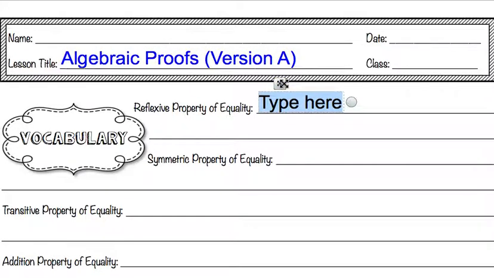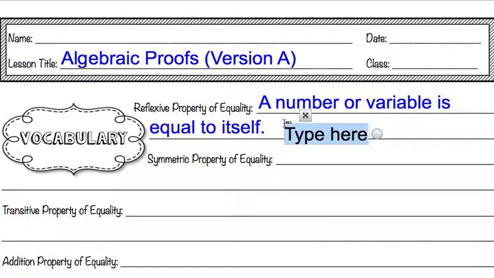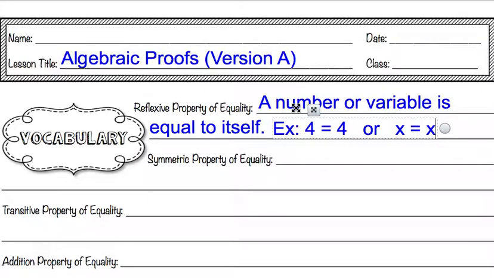Okay, so let's start with some vocabulary words. The reflexive property of equality states that a number or variable is equal to itself. For example, we could say that 4 is equal to 4, or another example would be x is equal to x. So the name for that is the reflexive property.